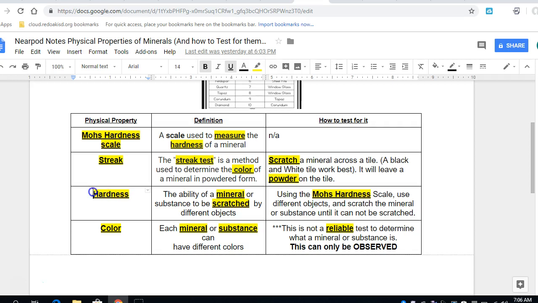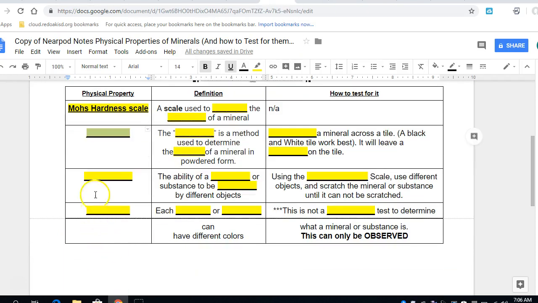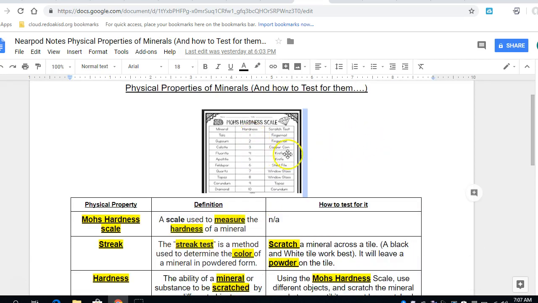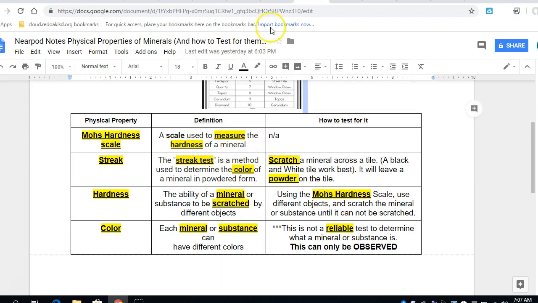The next physical property that you're going to test for is hardness. That's going to be our third row right here. Hardness. The definition is the ability of a mineral or a substance to be scratched by different objects. So things like talc are easy to scratch. Even gypsum is pretty easy to scratch. Obviously things like diamond, there's no way you can scratch that with your fingernail. You need something much tougher. So hardness is the ability of a mineral or a substance to be scratched by different objects.